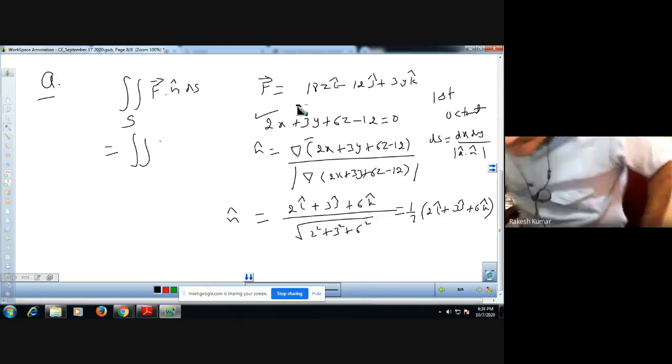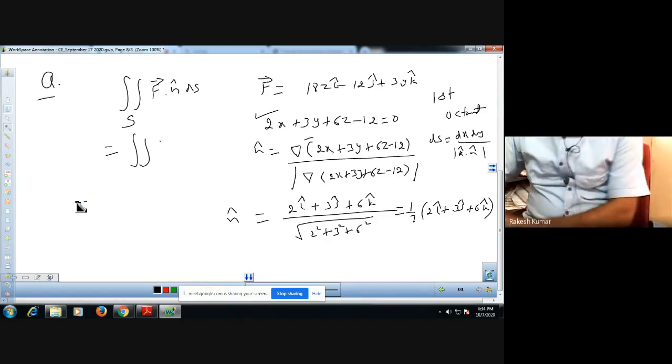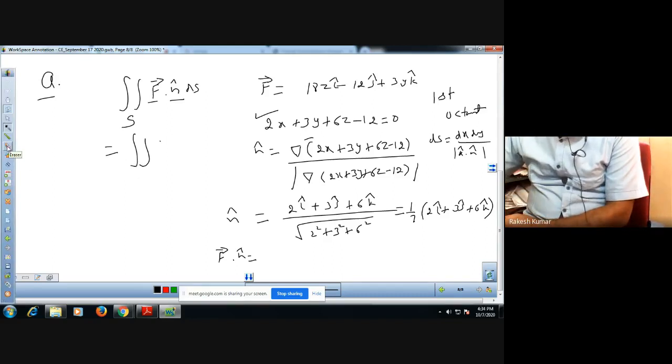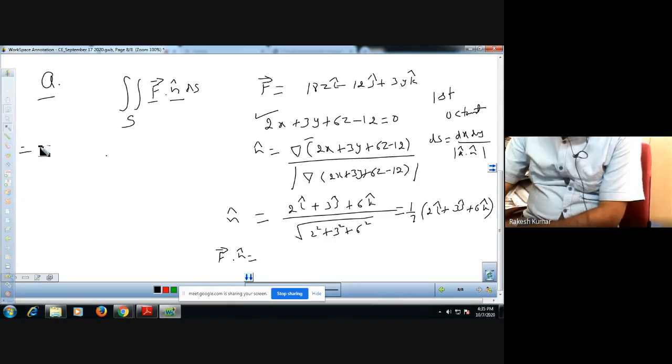Now let us find the dot product of F with n cap. You just find the dot product now. Straight away put the values here. That will be the double integral of F dot n cap: 18z into 2 by 7, minus 12 into 3 by 7, plus 3y into 6 by 7.